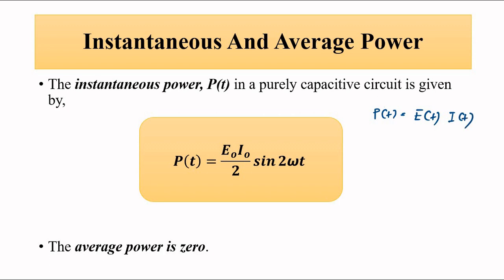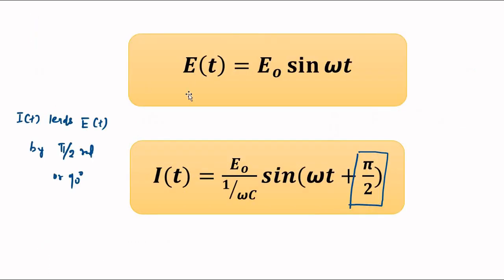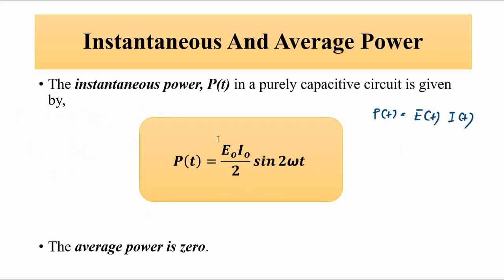Okay, the product of these two values, E(t) into I(t), E0 sin omega t into E0 by (1/omega C) sin(omega t plus pi by 2), or I0 if you can express it in any form. So that when we do the trigonometric simplification, it becomes E0 I0 by 2 sin 2 omega t. I'm not going into the detailed derivation, I'm showing the direct results, and the average power for a purely capacitive circuit is equal to 0.